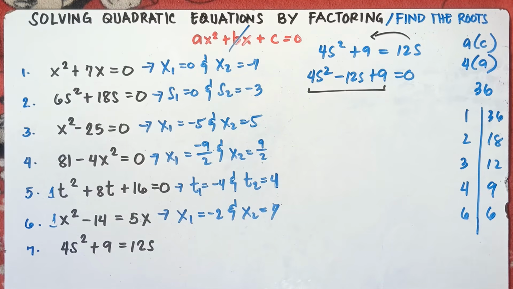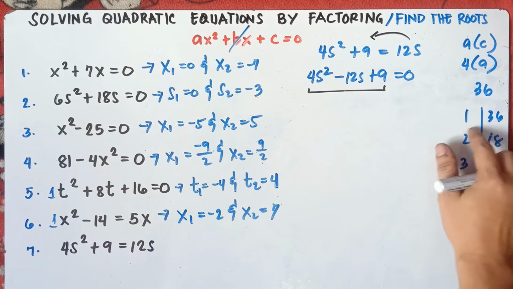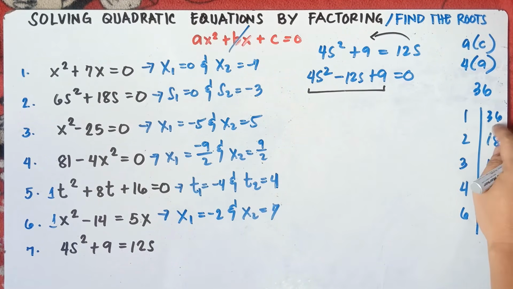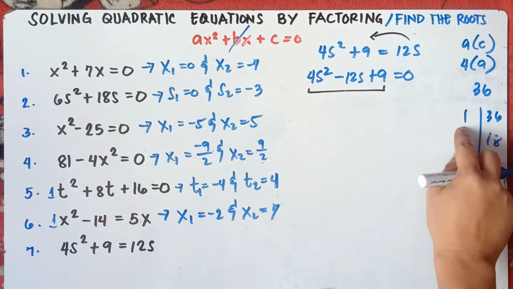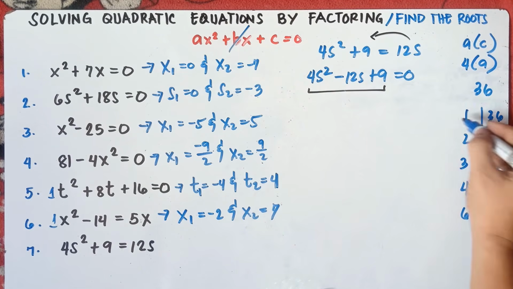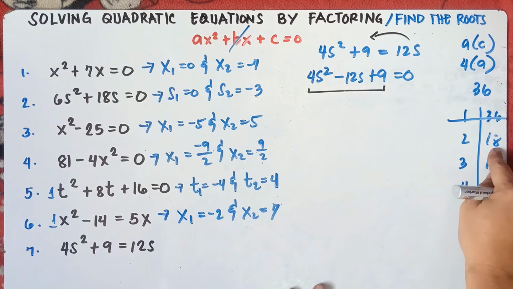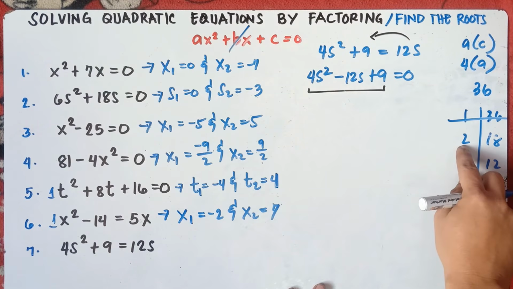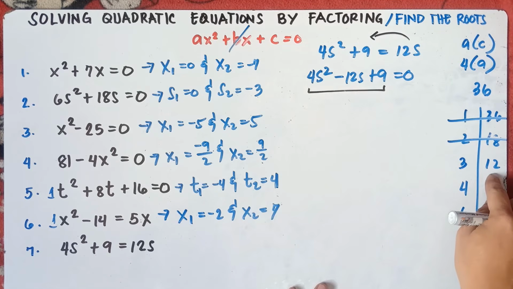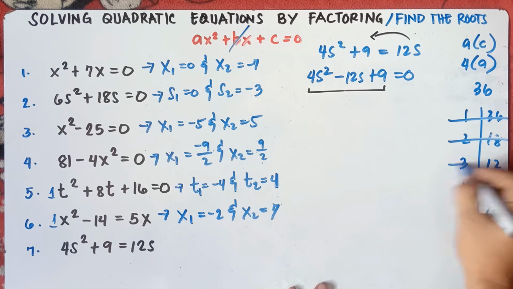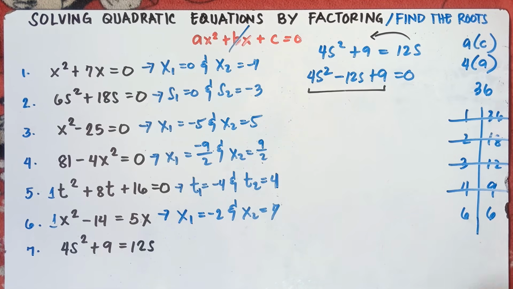If we combine these numbers, can we get negative 12? With 1 and 36, it will be really hard, because 36 plus 1 is 37, 36 minus 1 is 35. Therefore, we cannot use this one. Same with 2 and 18: 2 plus 18 is 20, 18 minus 2 is 16. For 3 and 12, 3 plus 12 is 15, 12 minus 3 is 9. For 4 and 9, 4 plus 9 is 13, 9 minus 4 is 5. So we cannot use these.